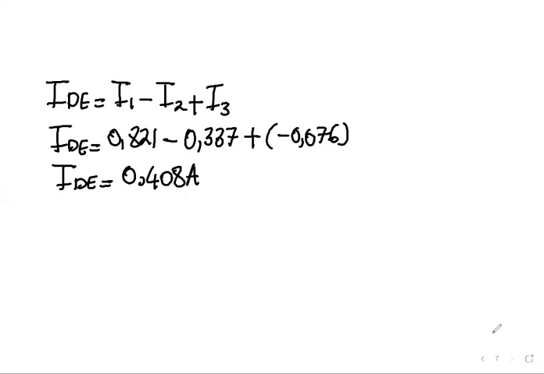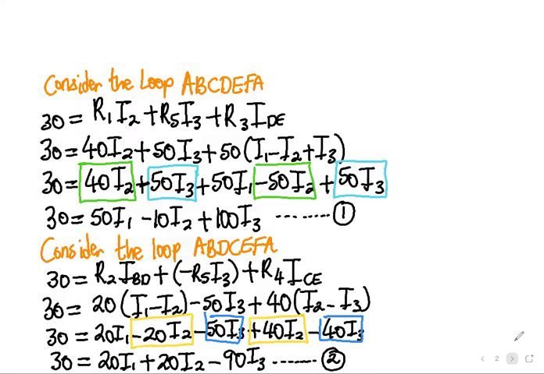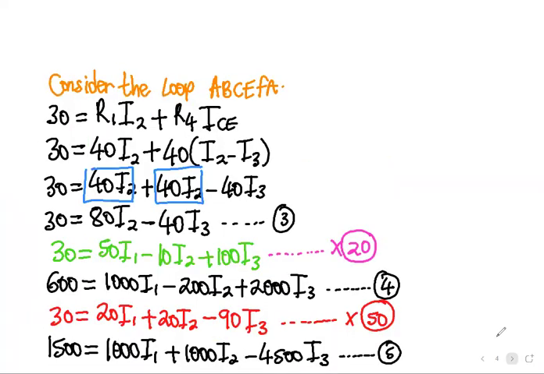Now when you go back again to the question, they said after calculating the current through each branch, also calculate the voltage and the current flowing through the R5 ohm resistor. So the R5, when you check it, the R5 resistor there is the 50 ohm resistor. Now the current is going to be what? It's going to be I3. So this is the current, do you see, which is I3. They said calculate the voltage and the current through R5. Now we're going to calculate the voltage through the R5, or the 50 ohm resistor there.